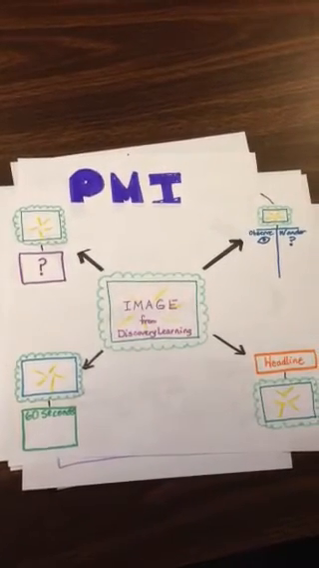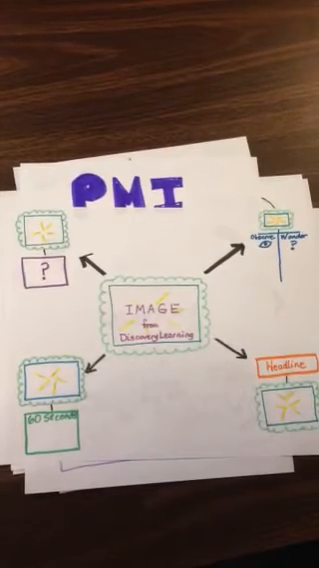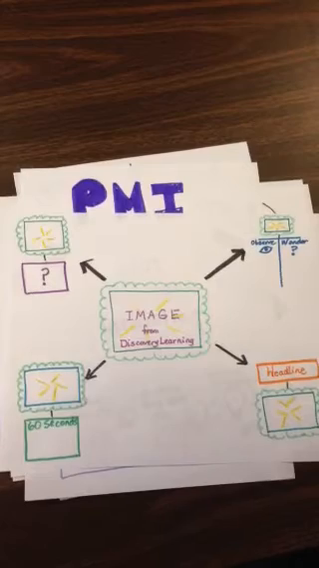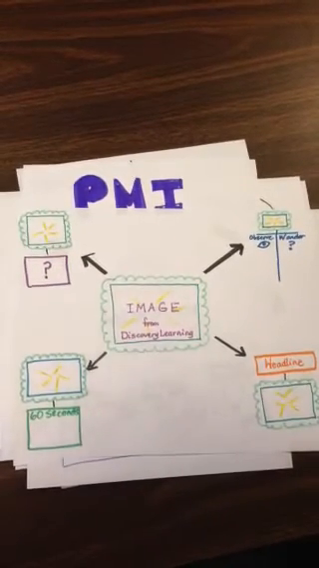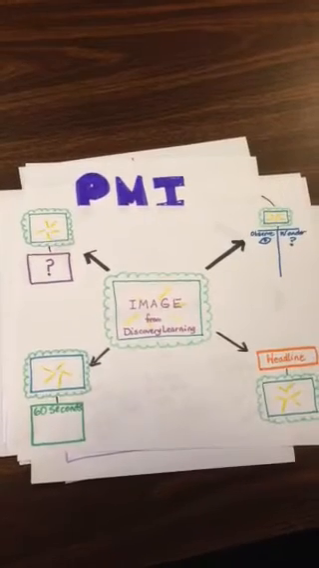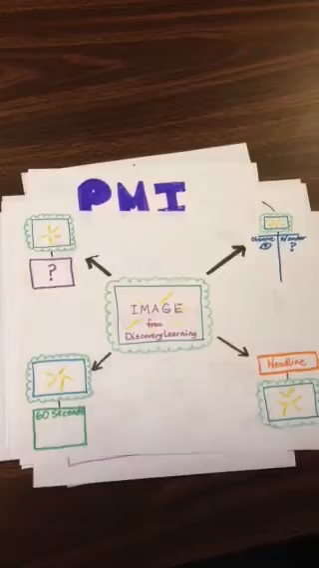Using an image connected to a unit of study can be used to ask questions and to pose wonderings. Using the image, write for 60 seconds to record observations. Using an image, you can record observations and wonderings on a T-chart. You can also use the image to write a headline as a summary.